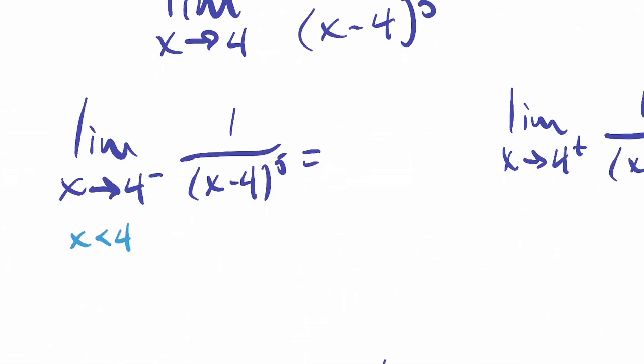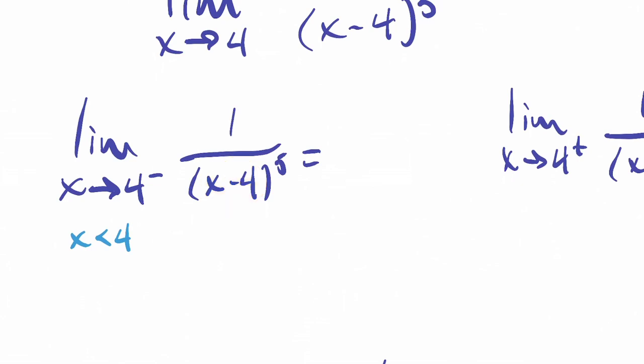Now, in the denominator, I don't have just x. I have x minus 4. So I want to know, what is x minus 4 like? Is it positive? Is it negative? Is it going to 0? If x is going to 4, then x minus 4 would go to 0. If x becomes 4, then of course x minus 4 is 0.